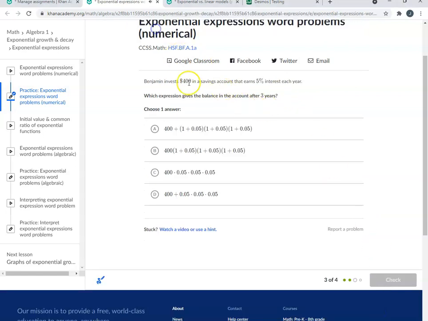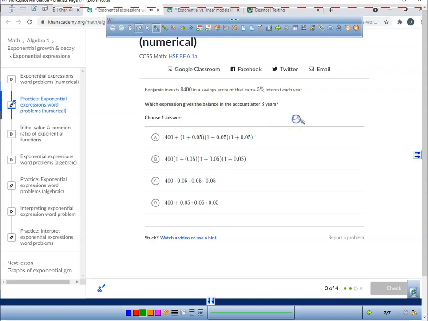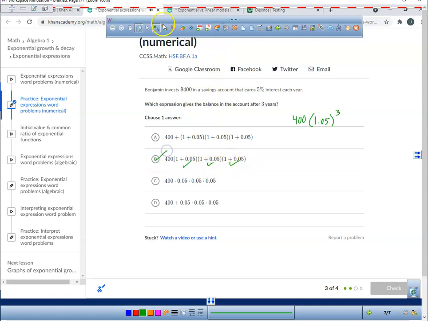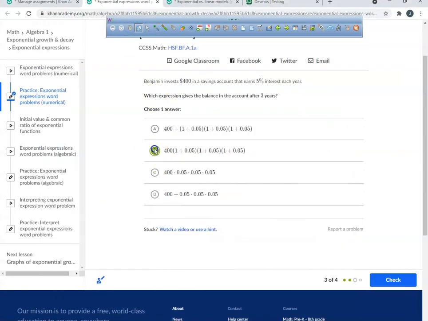All right, Benjamin invests 400 in a savings account. That's your a value. It earns 5% interest each year. After 3 years, it's going to be 1.05 to the power of 3. So 1.05, 1.05, 1.05. That means right there, that's to the power of 3. So I'm choosing answer choice B.